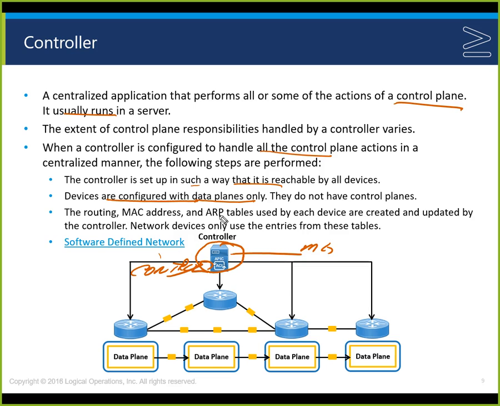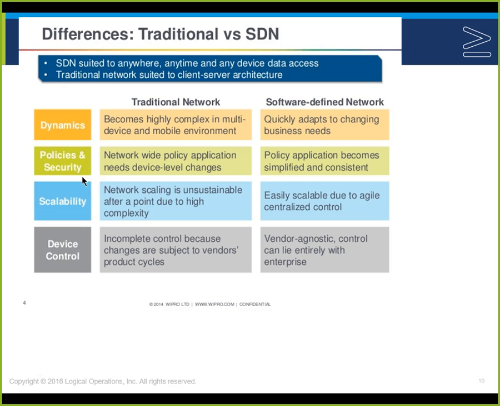The routing, MAC address, and ARP tables are created and updated by the controller, and then that information is provided to the data plane so that it can perform its responsibilities. The network devices only use the entries from these tables, and that's one of the ones that to me gets a little bit, okay, what's the difference? So we're creating them at the control plane, and we're going to use them at the data plane.